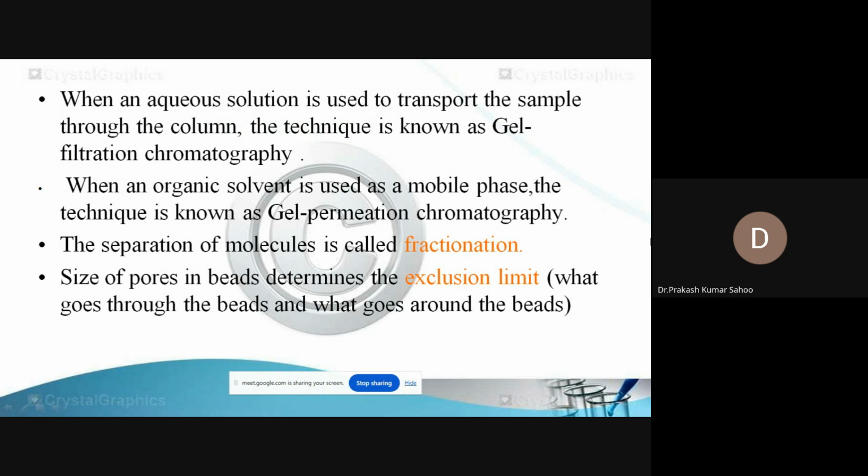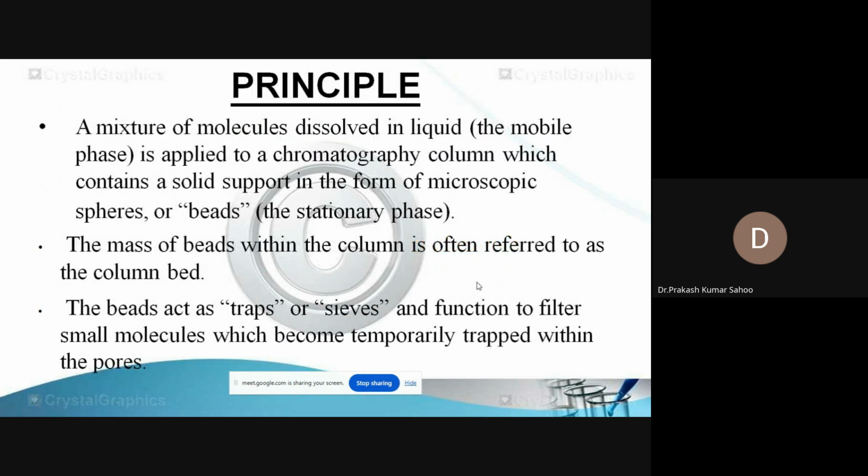The separation of molecules is called fractionation. The size of the pores in the beads determines the exclusion limit, what goes through the bead and what goes around the bead. So the size of the pore matters for the separation of components, and the size of the bead also excludes the higher dimension particles present in the sample.